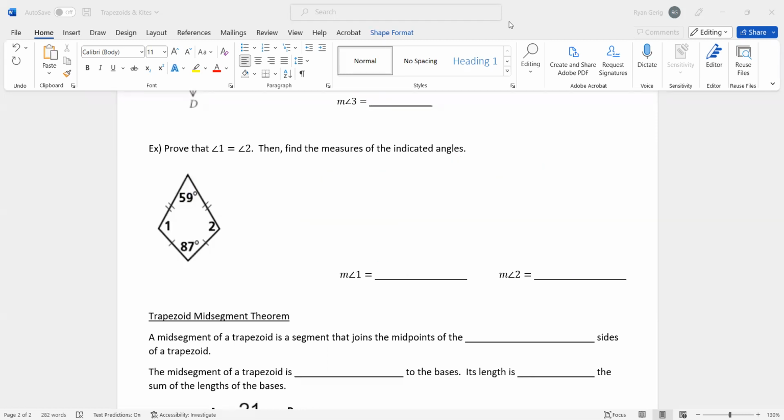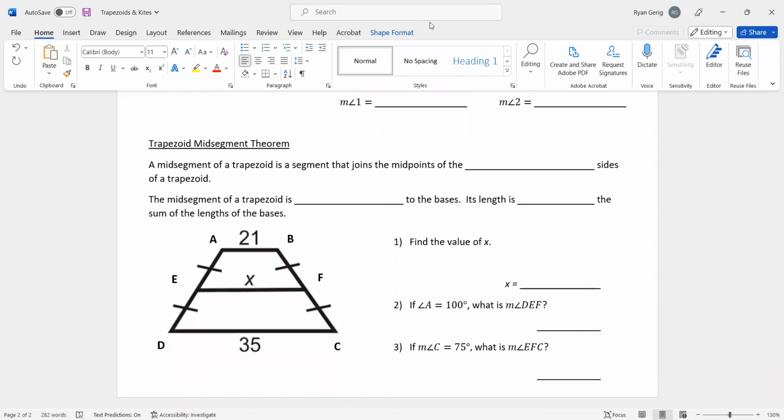Last but not least, we are moving on to something called the trapezoid mid-segment theorem. We won't use this a ton, but it is something I do want to show you. First of all, it's not the theorem. This is just a definition. A mid-segment of a trapezoid is a segment that joins the midpoints of the non-parallel sides of a trapezoid. So E is the midpoint of AD in that picture. F is the midpoint of BC. They're on the non-parallel sides. That segment connecting them, labeled X, is the midsegment.